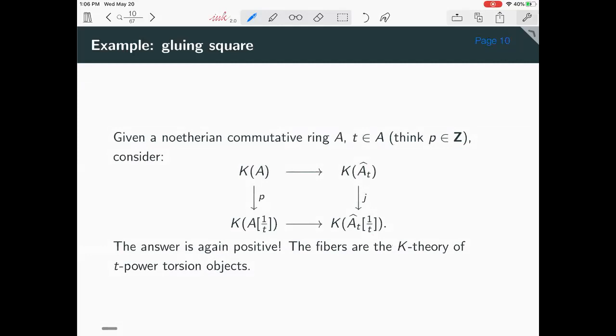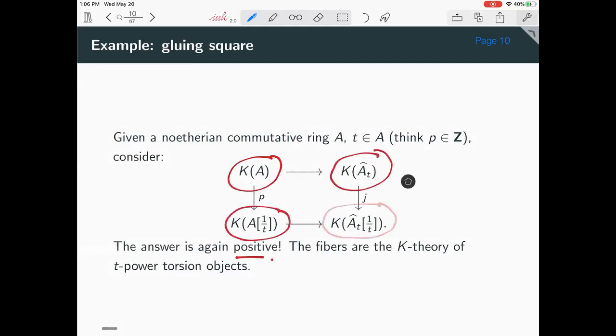And it turns out, also by results of Thomason and Trobaugh, by just the localization theorem, that the answer is again positive. That indeed you can compute the K-theory of A by looking at the K-theory of the completion, the K-theory of the T-inversion guy, and the T-inversion of the completed guy. And the idea is just that the fibers of the K-theory are T-power torsion objects, and then some localization sequence that Thomason proved, or later generalized by Neeman, shows you that the fibers of this map and this map are just equivalent, and is the K-theory of T-power torsion objects. Okay, that's kind of nice. That's another instance of this phenomenon.